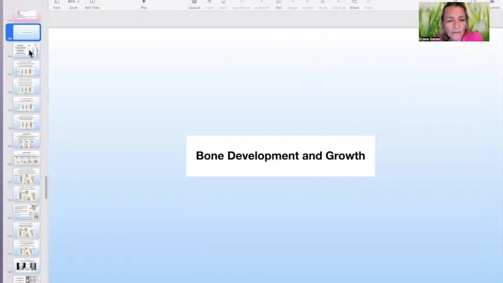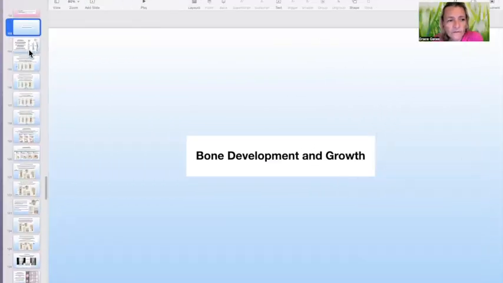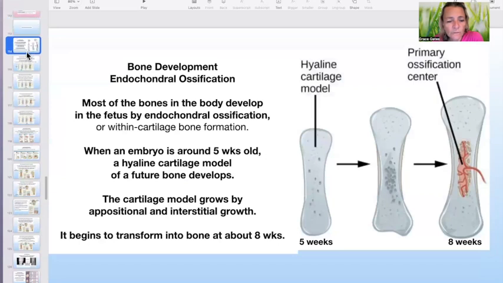Right, bone development and growth. This is our second to last section. Most of the bones in the body develop in the fetus by endochondral ossification, or within-the-cartilage bone formation. I know it's a tough two words here, endochondral ossification. Endochondral means within cartilage, and ossification means bone formation.